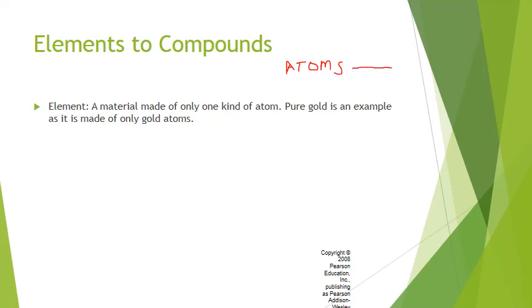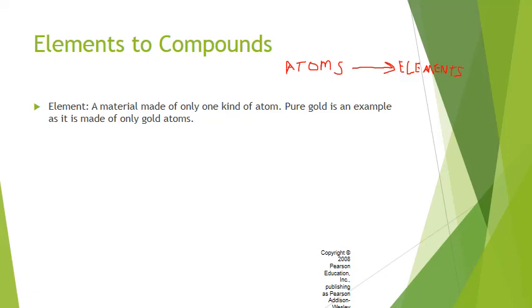So, it's a one-way street in the sense that elements are made of atoms, but not the other way around. So atoms make up elements. Elements do not make up atoms. And so the examples given here are like gold.